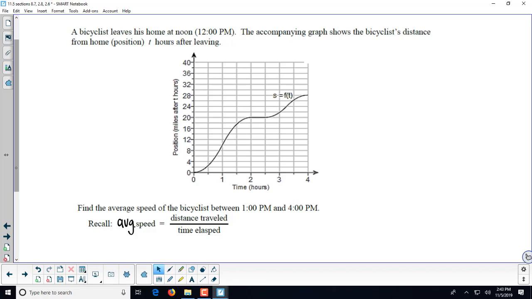So the bicyclist starts at home, right, and starts pedaling. So as time goes on, their distance from home is getting farther, right? So the miles are increasing. Do you agree? Yep. Miles are increasing over time. Okay? But is the cyclist going the same speed the entire time?